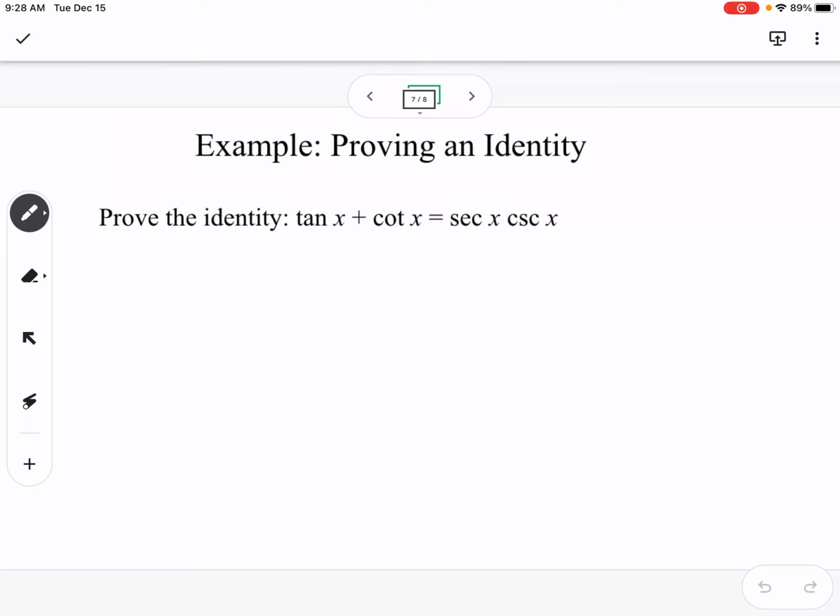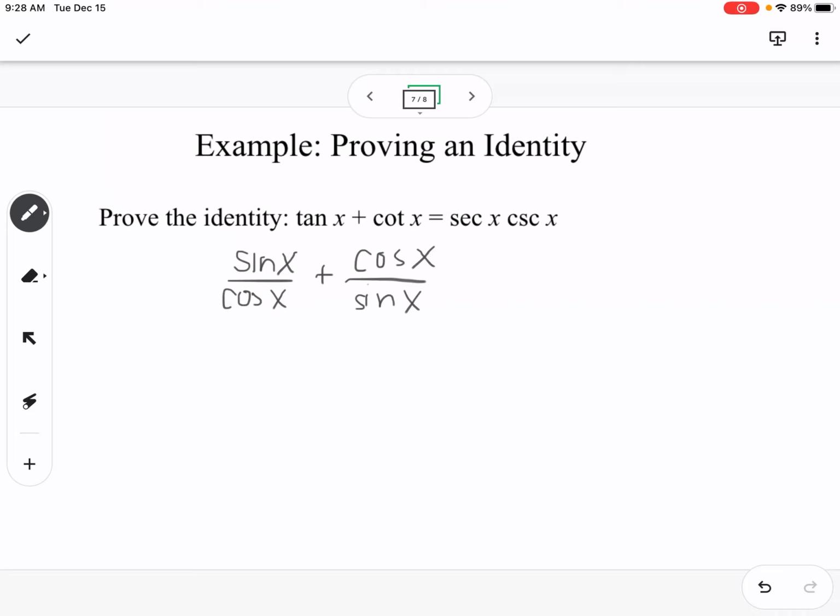Okay, here's our next one. We're proving tangent of x plus cotangent of x equals secant of x times cosecant of x. So this would be one maybe to turn stuff into sines and cosines. So I'm going to write this as sine over cosine plus cosine over sine. So I have two fractions.